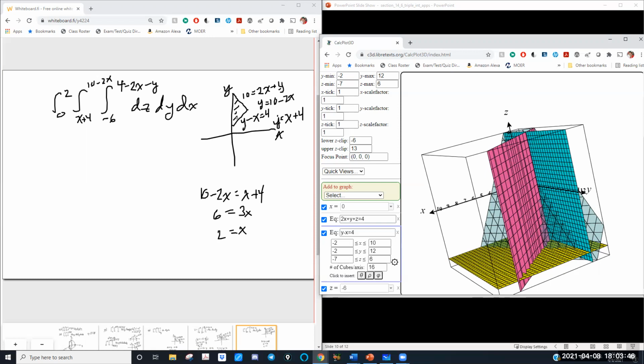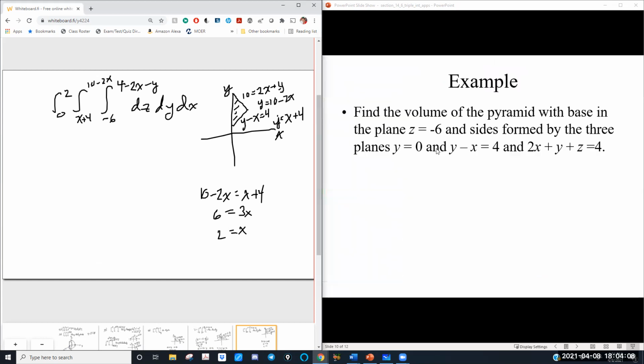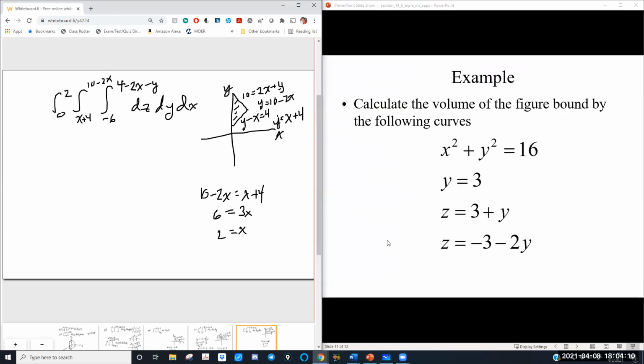All right. A little bit of a tangent there, but I think it's worth going through. The more you see of these, the easier they get. All right, questions about this one? Let's do one more. This is a cool one.